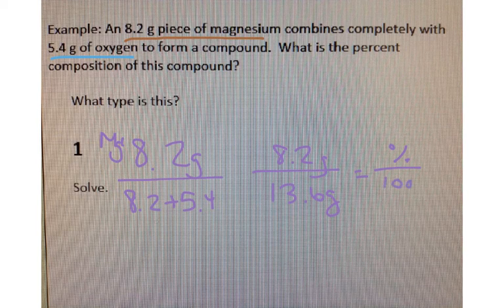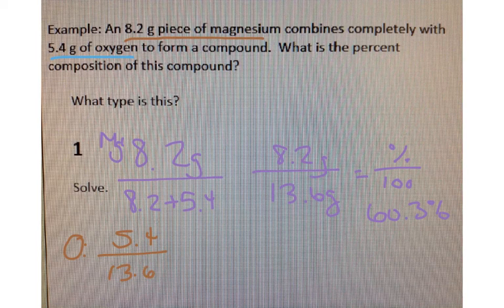So when I cross multiply and solve for this, I get 60.3%. Now I could just take 100 minus the 60.3 to figure out what the percentage of my oxygen is, because this particular compound is only made up of magnesium and oxygen, and if it's not magnesium then the mass has to be coming from the oxygen. But what I'm going to do is solve it the exact same way that I did the magnesium problem. And so for oxygen, I know that oxygen is contributing 5.4 grams out of the total 13.6 grams.